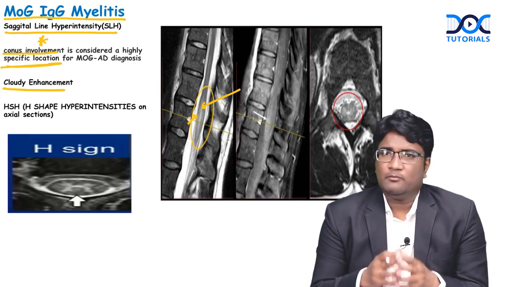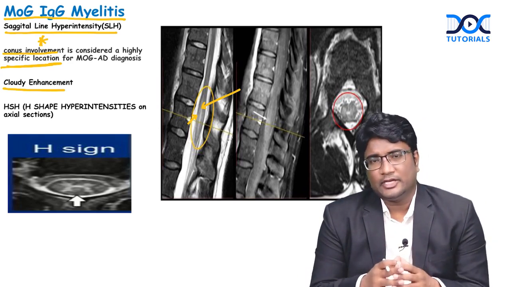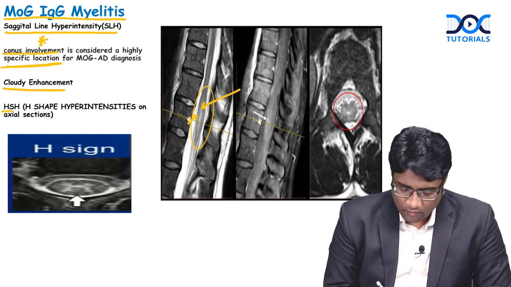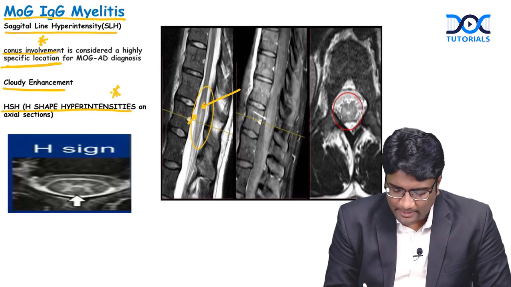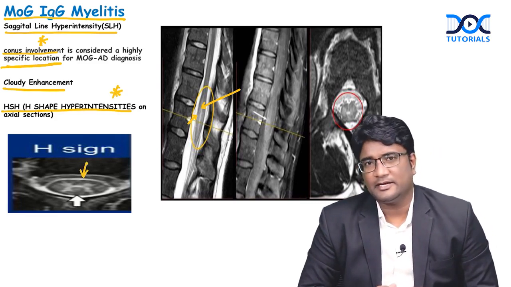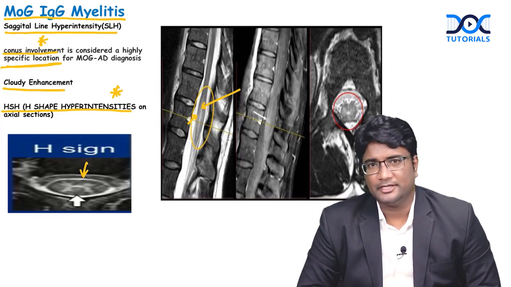Another involvement in MOG antibody myelitis, the spinal cord lesion, is the involvement of the central gray matter. And this central gray matter involvement produces head-shaped hyperintensities, especially on the axial sections. You can see that the central gray matter is affected, producing these head-shaped hyperintensities.